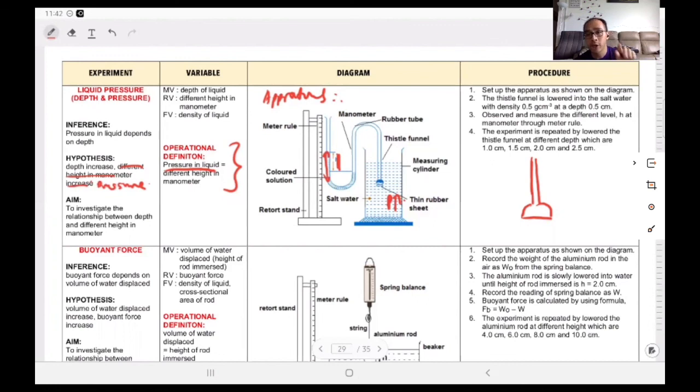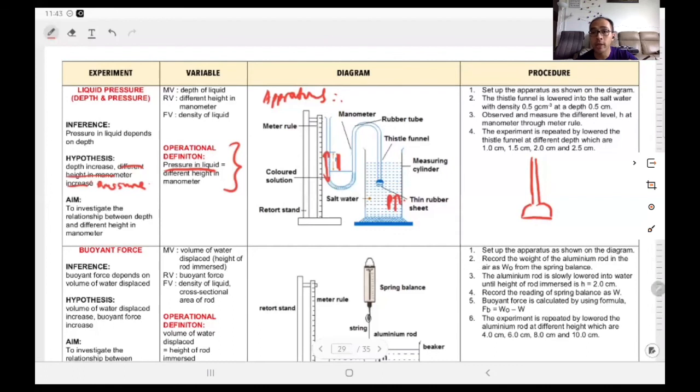In the liquid pressure question, there is no way we can measure pressure because we don't have a Bourdon gauge. Okay, so we have to operationally define. We have to represent the pressure in liquid by using the difference in height in the manometer. So take some time to read through this experiment, try to understand it as much as you can.